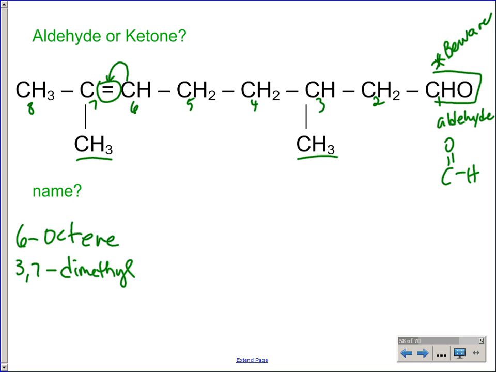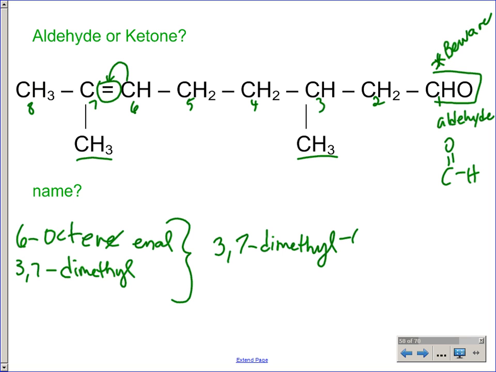To show that we know there's an aldehyde attached, we change the ending of "ene" to something else. So we call it octenal. Make sure you show that E in AL. So to continue and finish this up, 3,7-dimethyl. Recognize the double bond at the 6th position. Octenal to show our aldehyde.